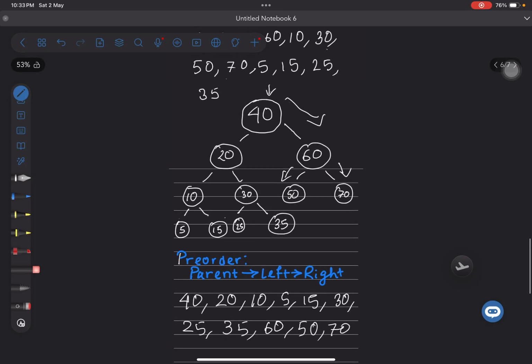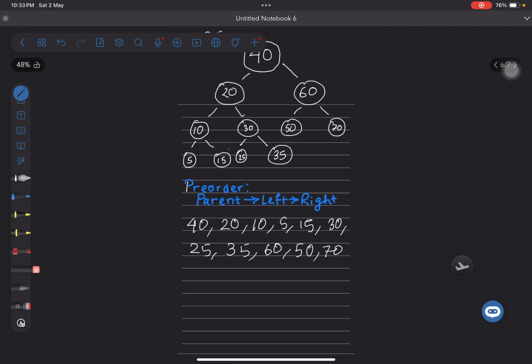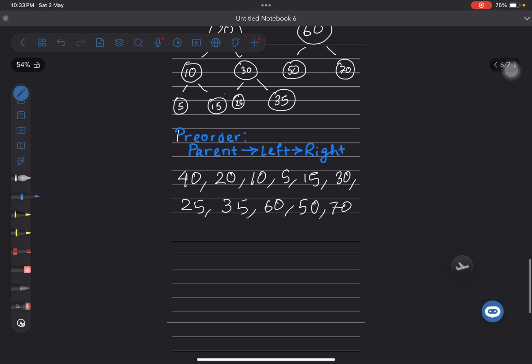At first, it might be a bit confusing, but trust me, once you start getting the gist of how it works, hopefully after the 5 practices that we'll be doing, you'll be a pro at that. After preorder, we have in order. Now, how in order works, at first, we go to the left child, then we go to the parent, and then we go to the right.